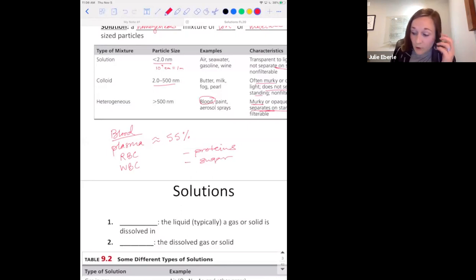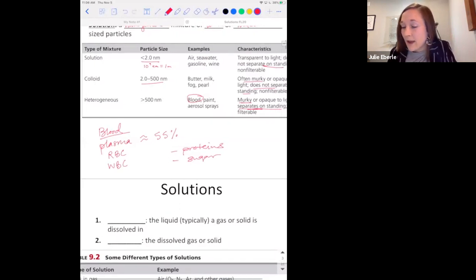But then if you removed all the proteins and the sugar from your blood, what else is in your blood? Okay, you have air, you have oxygen in your blood, and you have ions. We call those ions electrolytes, and we're actually going to get to electrolytes next week. You have water.